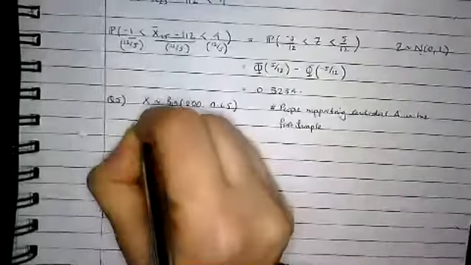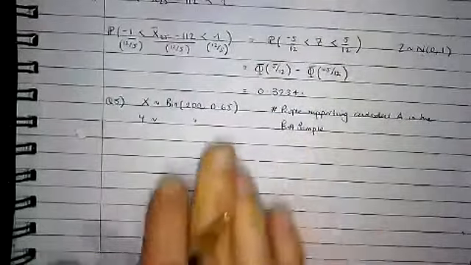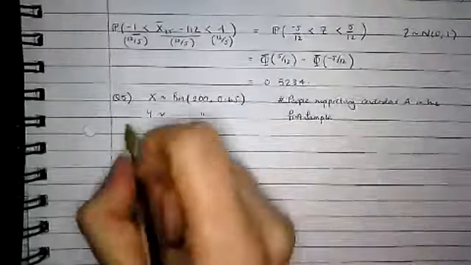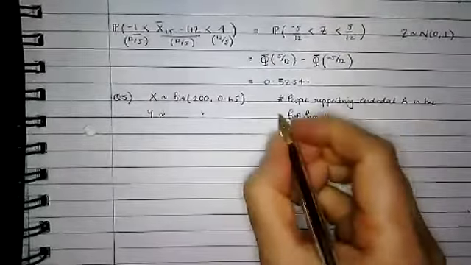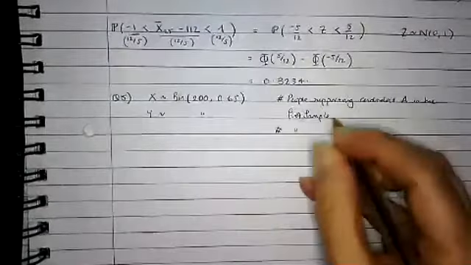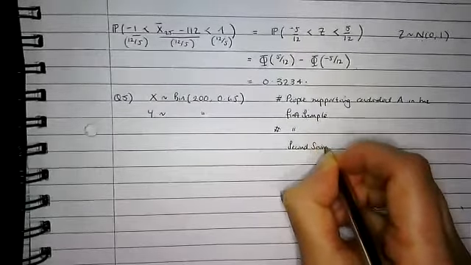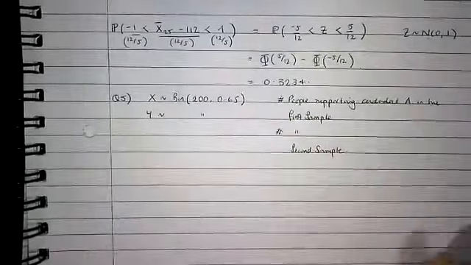And I'm going to have Y, and I'm going to have that independently distributed exactly the same for the number of people supporting A in the second sample. So. Okay.